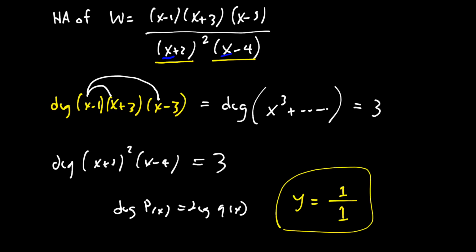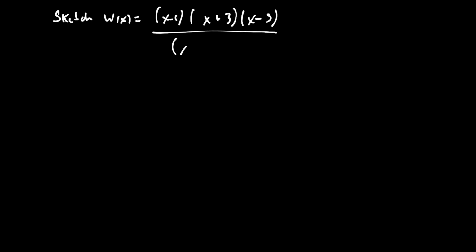Okay, so we have information about the horizontal asymptote and the vertical asymptote, and now we have everything that we need to sketch our graph. So let's go ahead and sketch a picture of, again, w of x, which is equal to (x - 1)(x + 3)(x - 5) divided by (x + 2)^2 times (x - 4). And the only thing that we need to do now is find the x-intercepts. And to find our x-intercepts, we set y equal to 0 and solve.